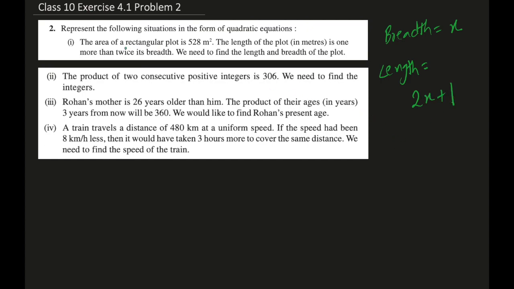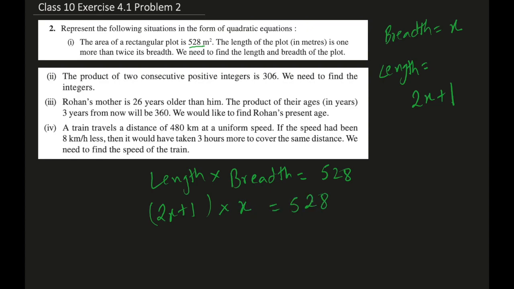Now we know the area of the rectangular plot is 528 meter square. We know that the area is length into breadth. So we write 528, and now we multiply length by breadth. Length is 2x plus 1 and breadth is x. So this will be equal to 528.